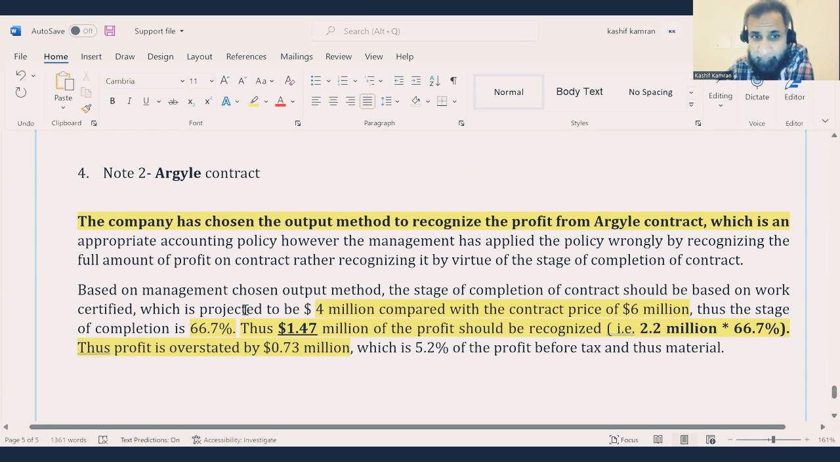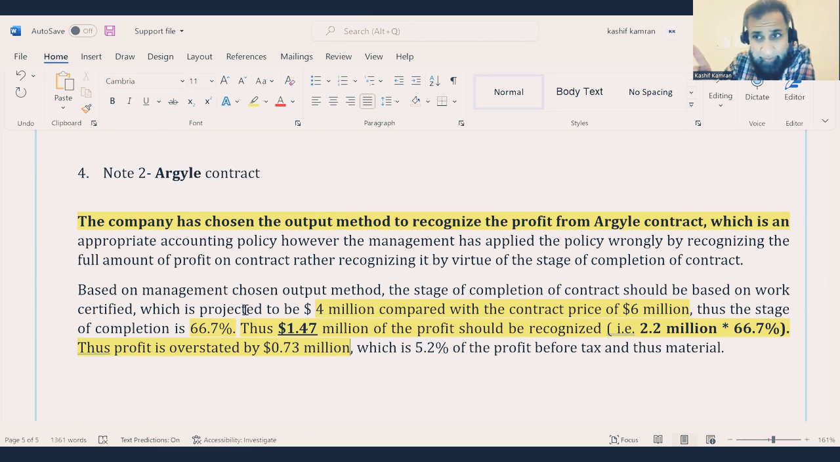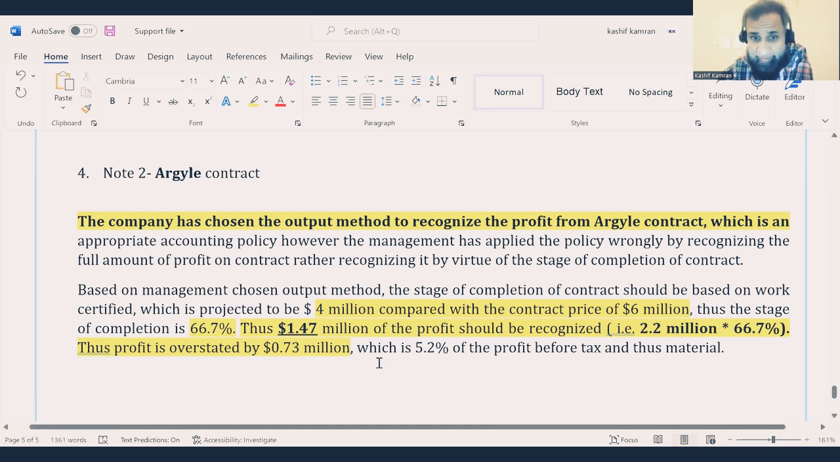Are you fine? The profit is overstated by 0.73 million because the management has recognized 2.2 million, whereas the profit to be recognized is 1.47 million. So how much is the profit overstated? 0.73 million, which is 5.2% of the profit before tax and thus material.